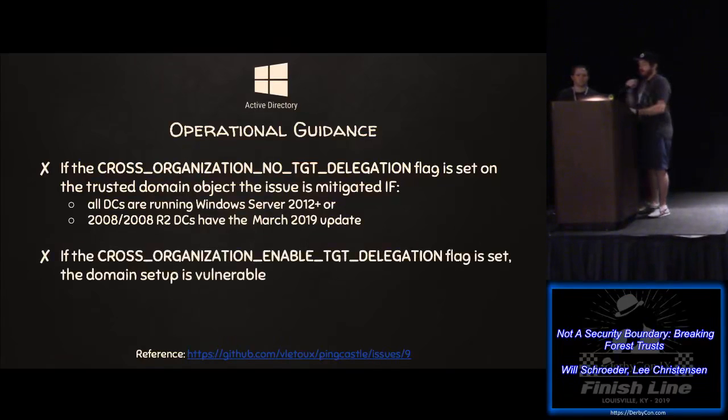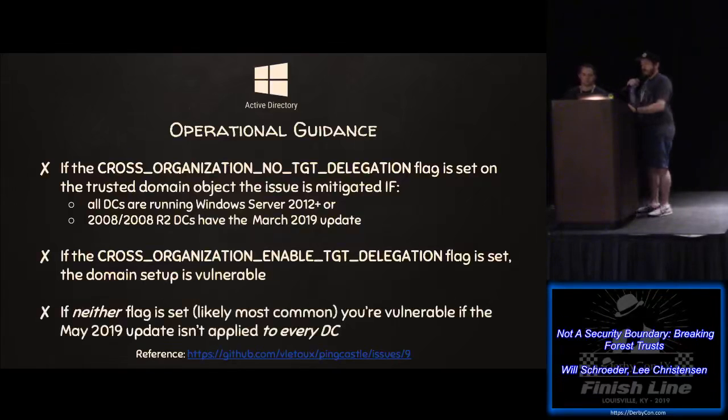The issue is completely mitigated if all DCs are running Server 2012, or if you have 2008 DCs, if they're patched as of March 2019, they got that update, and you have this flag set. If you have the cross-organization enable TGT flag set, then the whole domain setup is still vulnerable. But someone had to actively opt in to preserve this risky behavior in this risky setup. And if neither flag is set, which is going to be the most common, then you're vulnerable if the May 2019 update is not applied to every domain controller, which is kind of the trickier part.